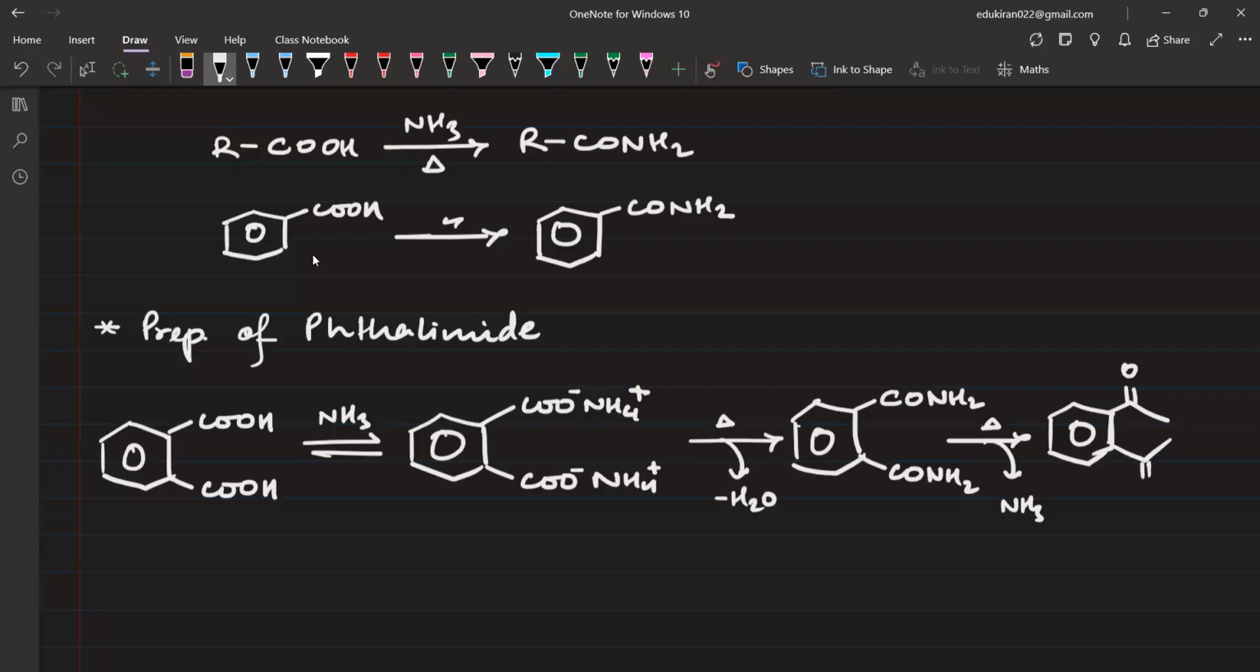Here also C double bond O as it is. One nitrogen with one hydrogen, NH. Okay? Four hydrogens were there, three hydrogens are removed, one hydrogen is left. Two nitrogens were there, one nitrogen is removed, one nitrogen is remaining. So this is known as phthalimide. Phthalimide is also a very important synthetic material in the medical industry.